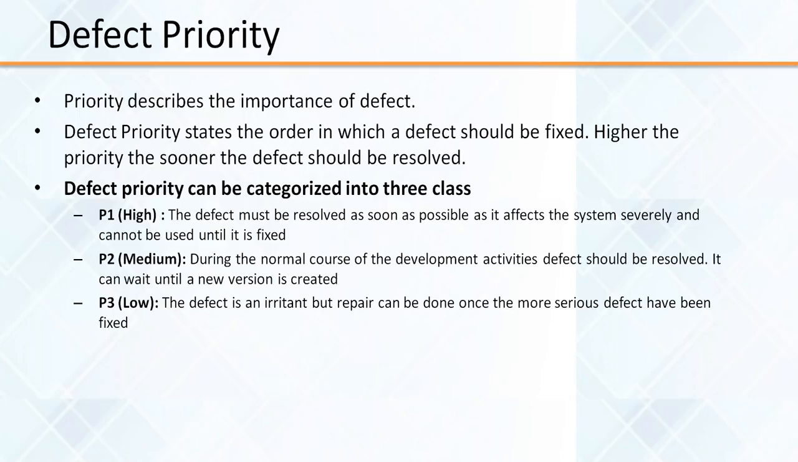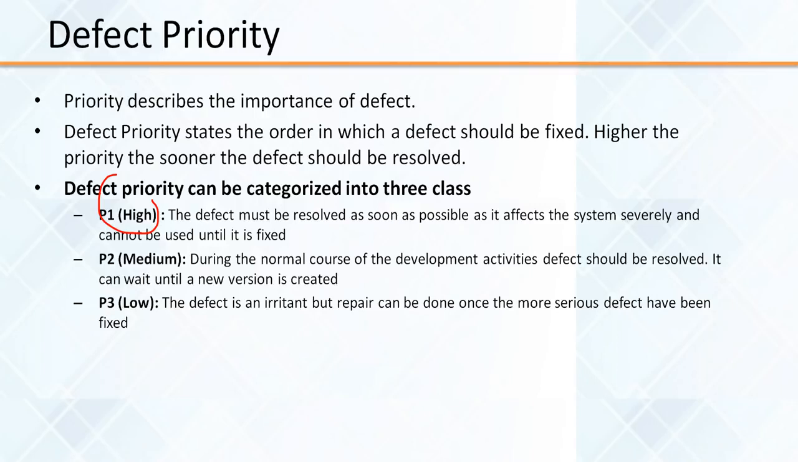So P2 is a medium. During the normal course of the development activities, the defect should be resolved. It can wait until a new version is created. Sometimes a defect is there in the first build, and we should be able to continue testing till the next build comes. So in that case, we can provide P2 as a medium, and P3 is completely low. Maybe in the next release or the next timelines, they will decide.